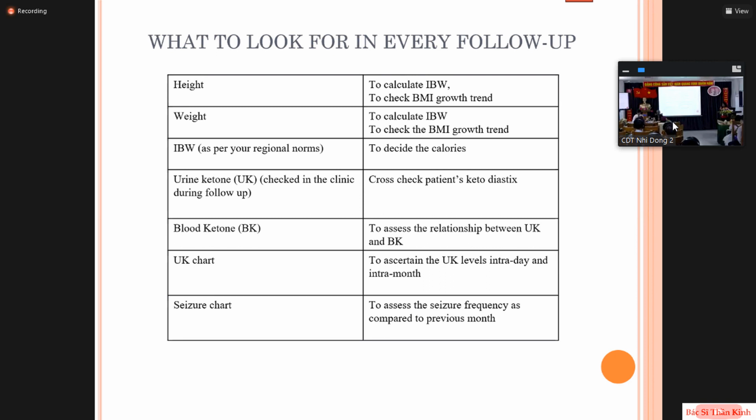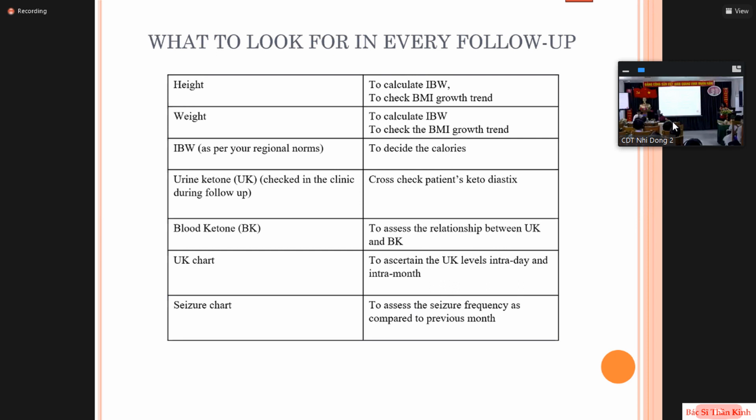We sometimes do the blood ketone check at our center. This is especially useful when the urine ketone levels are optimal, that is 4+, but you don't see good seizure control. So when we do the blood ketone check, we sometimes see that the blood ketone levels are pretty low, and then we do the fine-tuning as per that.